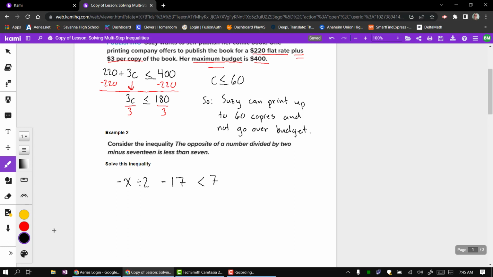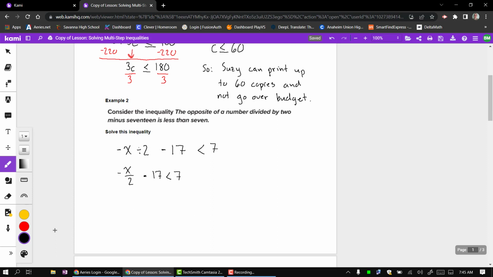All right, so that's a pretty good first attempt. Let's see if we can make it look like something we've seen before. So we got a division by 2. So this is going to be the opposite of x divided by 2 minus 17 is less than 7. There we go. That's something we've seen before. That's something we've worked with before.